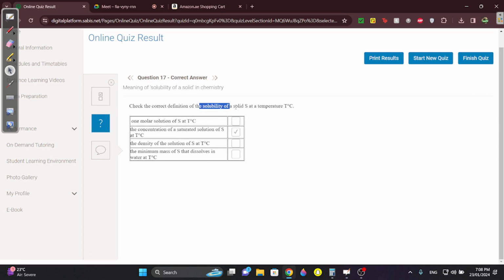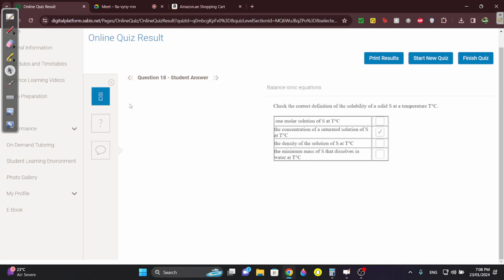Question 17. What is the solubility? What's the definition of solubility? It is the concentration of a saturated solution at T degrees Celsius. This came as multiple choice. It didn't come as tick the box. It came multiple choice. I remember.